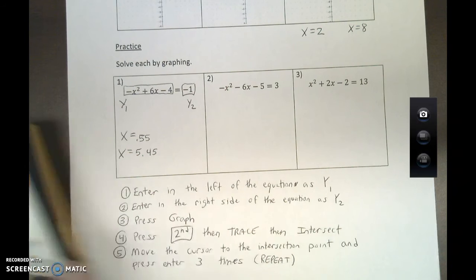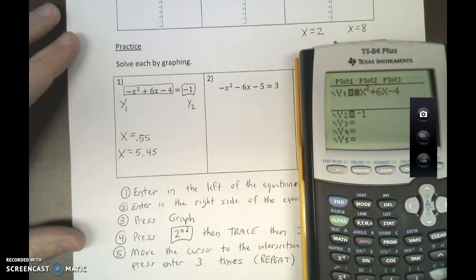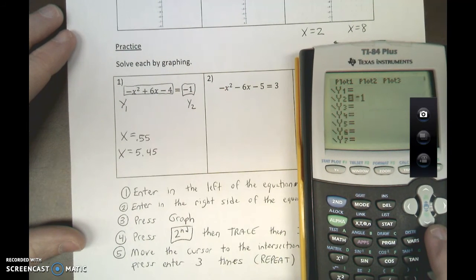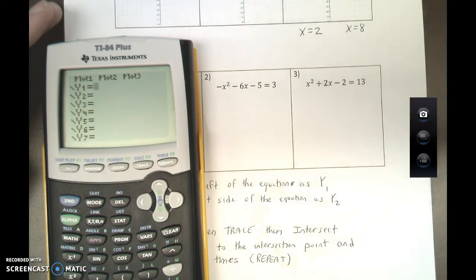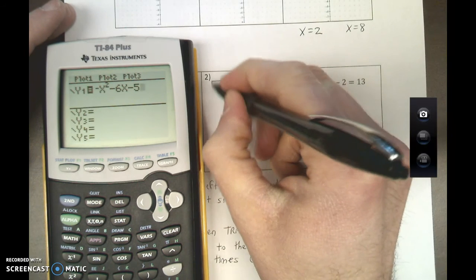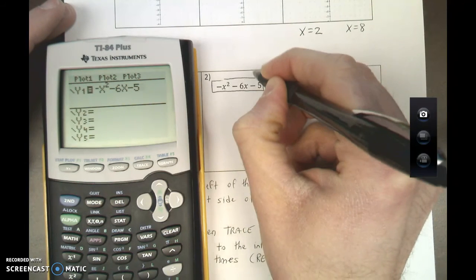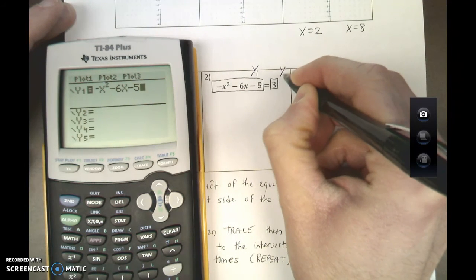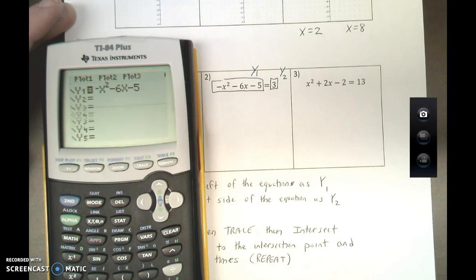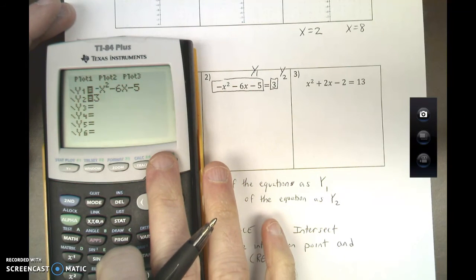Let's try it again. Follow the same steps. I'm going to clear out my old problem. We're going to get negative x squared minus 6x minus 5. That was my y1. And this is my y2, so on the y2 spot, I'm going to put 3. Graph.